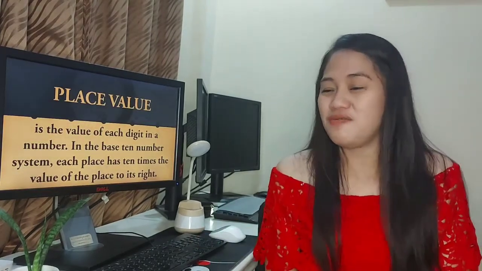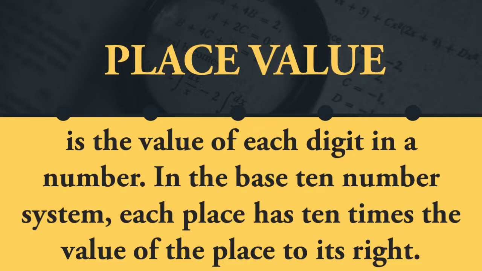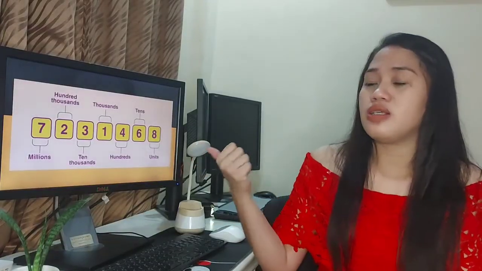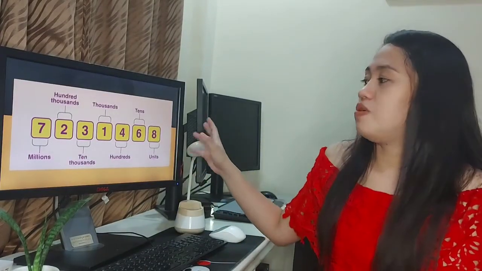Okay, so after differentiating counting numbers from whole numbers, let us proceed to the place value. So what is a place value? It is the value of each digit in a number. In the base 10 number system, each place has 10 times the value of the place to its right. Okay. So this is the example of a place value.